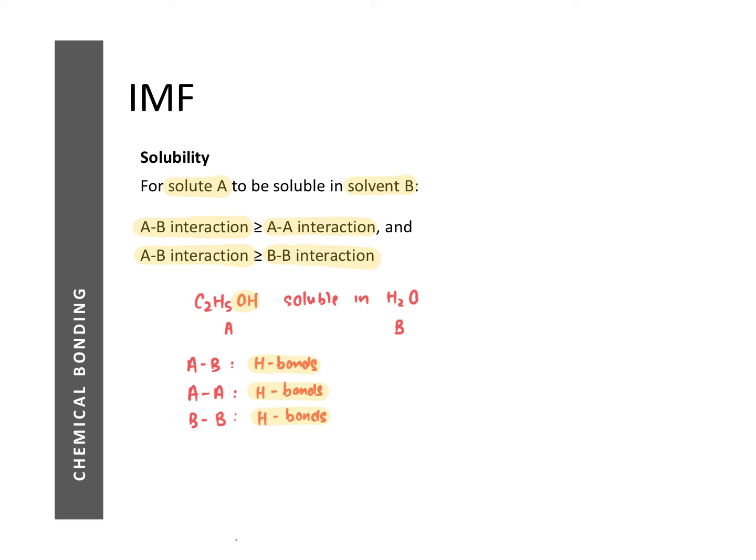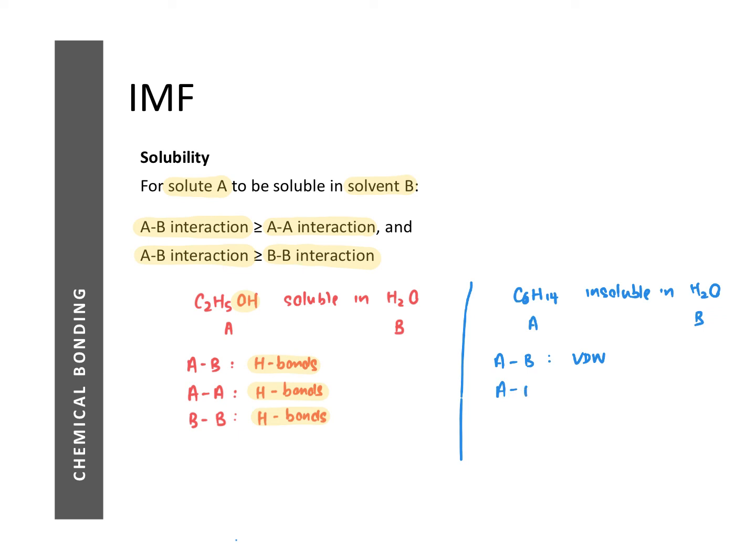Now let's look at an opposite example. We also learned that alkanes, for example hexane, C6H14, are actually insoluble in water, or rather they do not mix, they are immiscible. So why is that? Again, let's treat hexane as solute A and water as solvent B. So the AB interaction, what kind of interaction is this? I would say that it's intermediate between induced dipole and permanent dipole. So in this case, we can just call it van der Waals.